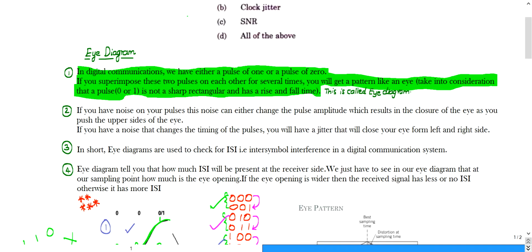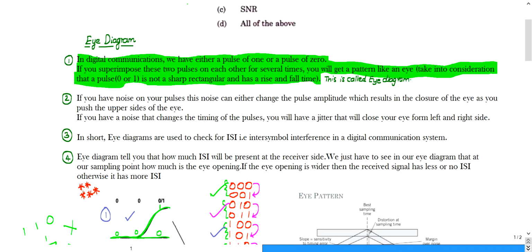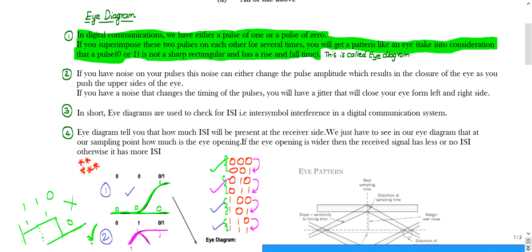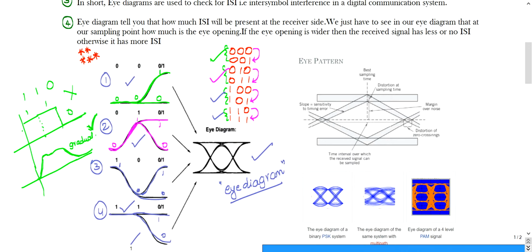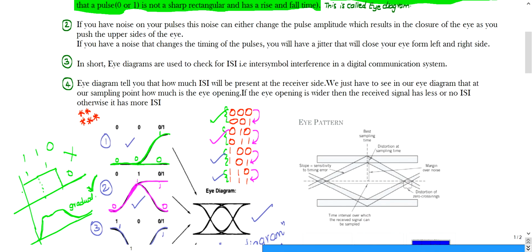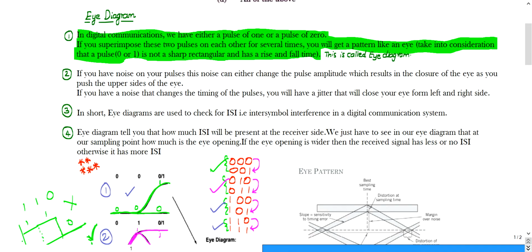You can go through it once again. In digital communication, we have either a pulse of 1 or a pulse of 0. If you superimpose these 2 pulses on each other several times, meaning you are superimposing all those possible combinations, you will get a pattern like an eye, taking into consideration that there should not be steep rectangular sharp edges and there should not be sharp falling down. Okay, it means it should have some rise time and some fall time. This is known as an eye diagram. I hope you have clearly understood what an eye diagram is. Okay, check the internet, definitely you will not get this clear a definition. Fine. Now let us go to point number 2.